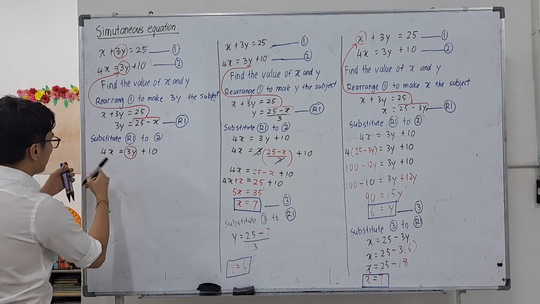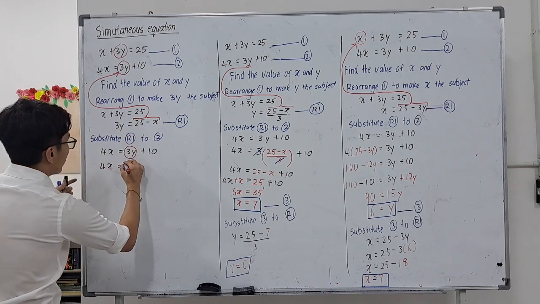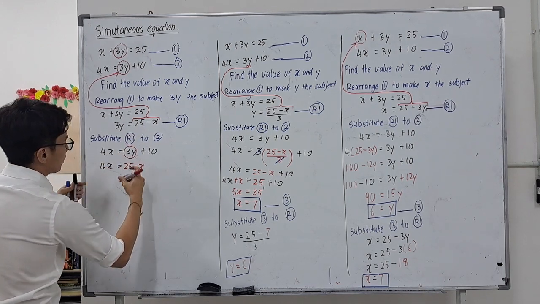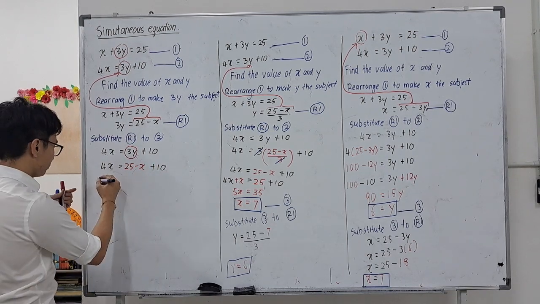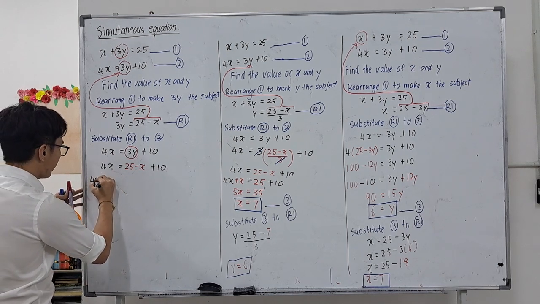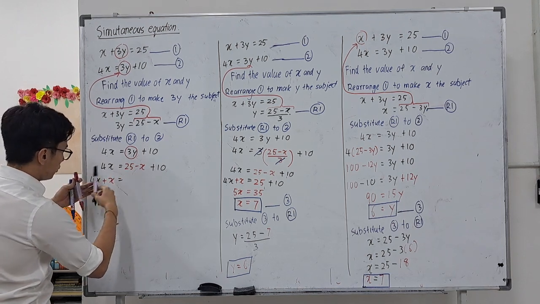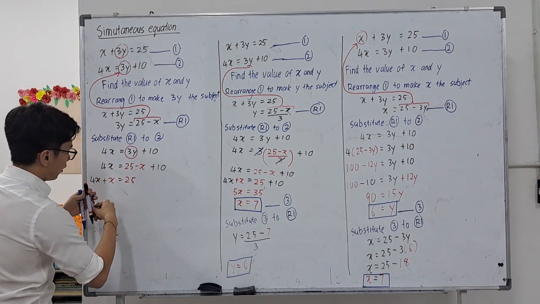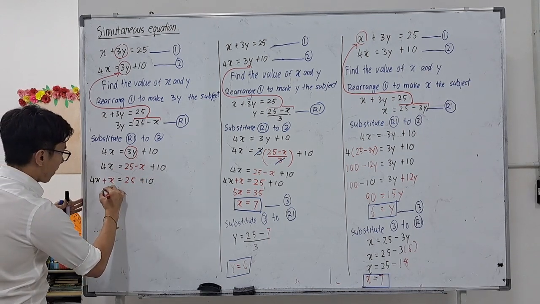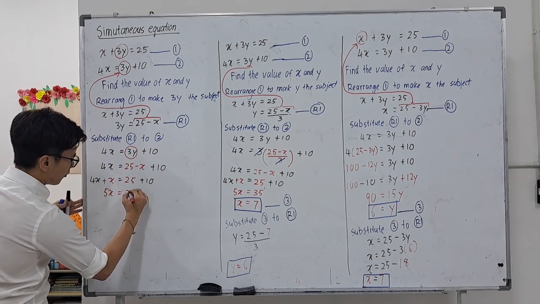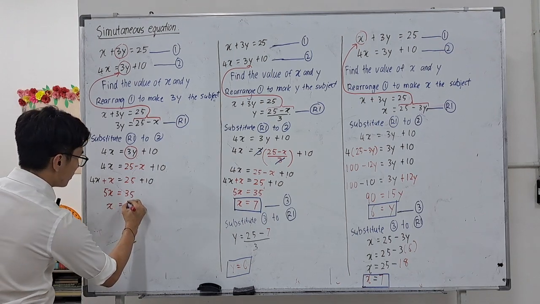So let's see what's going to happen. I have 4x over here. 3y, what's my 3y? That's going to be 25 minus x. And don't forget this 10, that's plus 10. Now I can rearrange this again to collect like terms. So I will get 4x, move over, then I will get plus x, that's going to equal 25 plus 10. Let's solve this. This will give me 5x and this will give me 35. And x over here, once again, will give me 7.